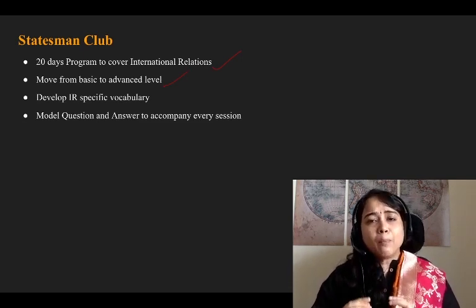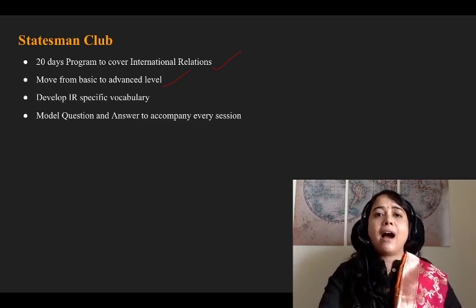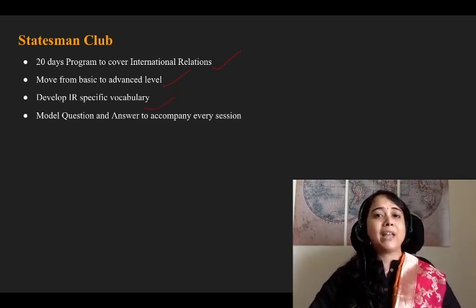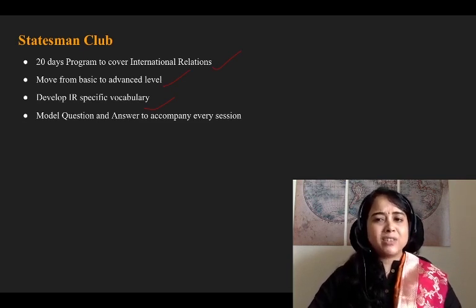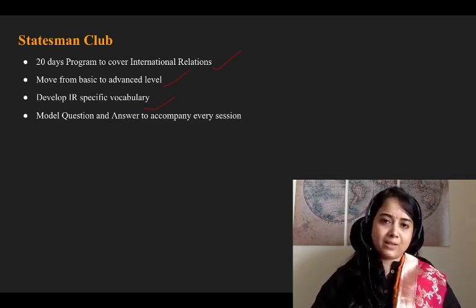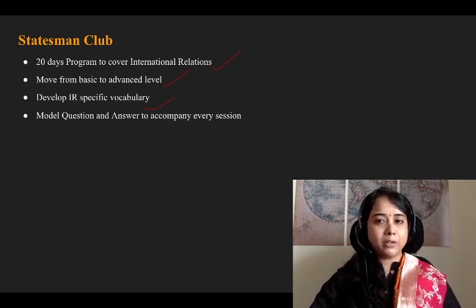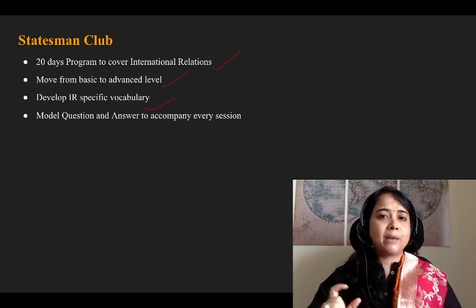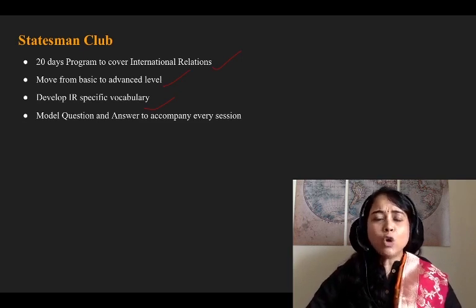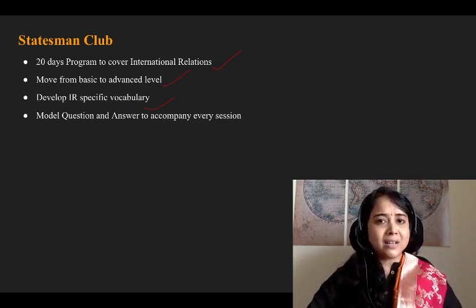Then, it is important for us to develop an IR-specific vocabulary, and that we will do with the help of this club. What do we mean by an IR-specific vocabulary? Now, you see, the different papers of UPSC, say your ethics paper. If in your ethics answer you do not use words like moral relativism, emotional intelligence, attitude, values, then your answers don't look like an ethics answer.